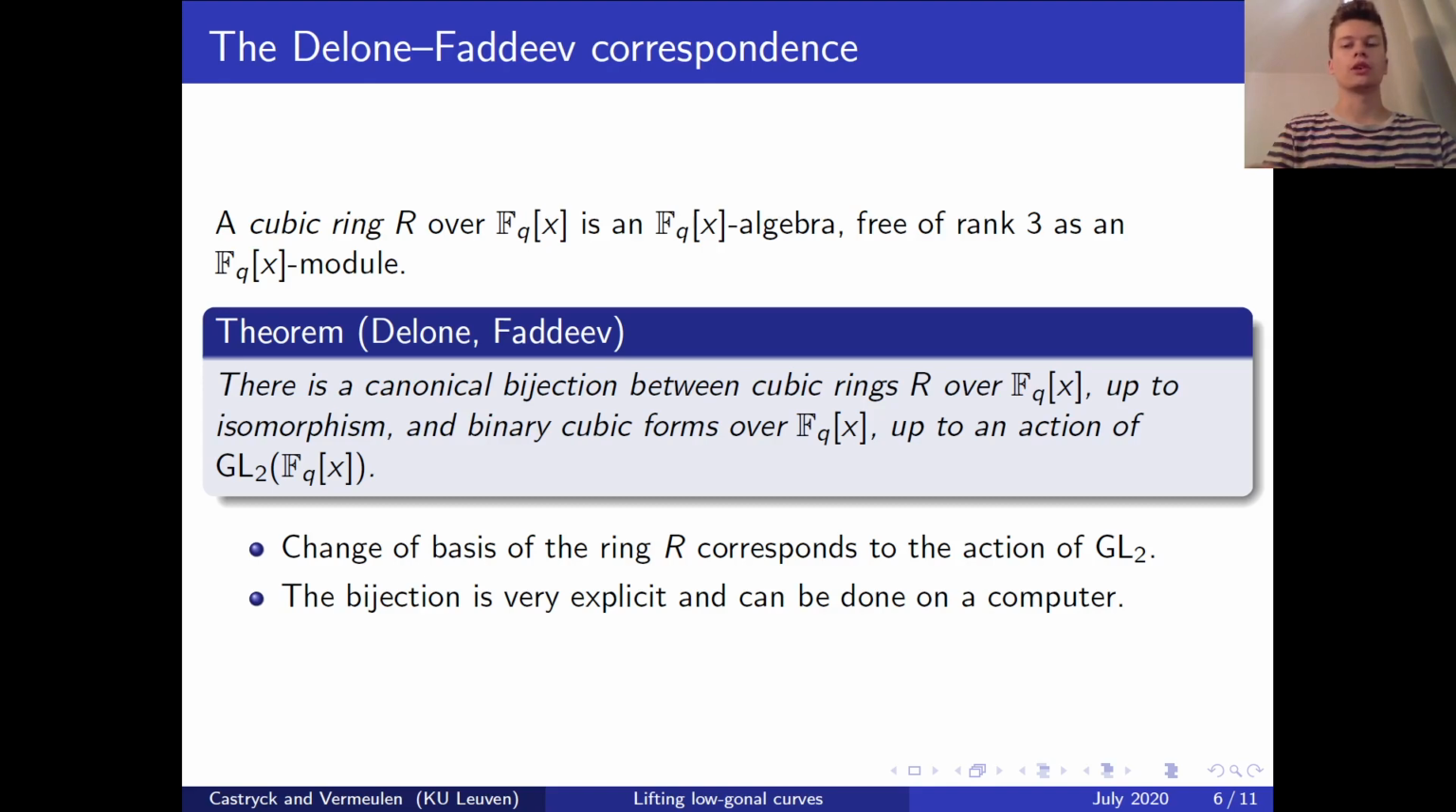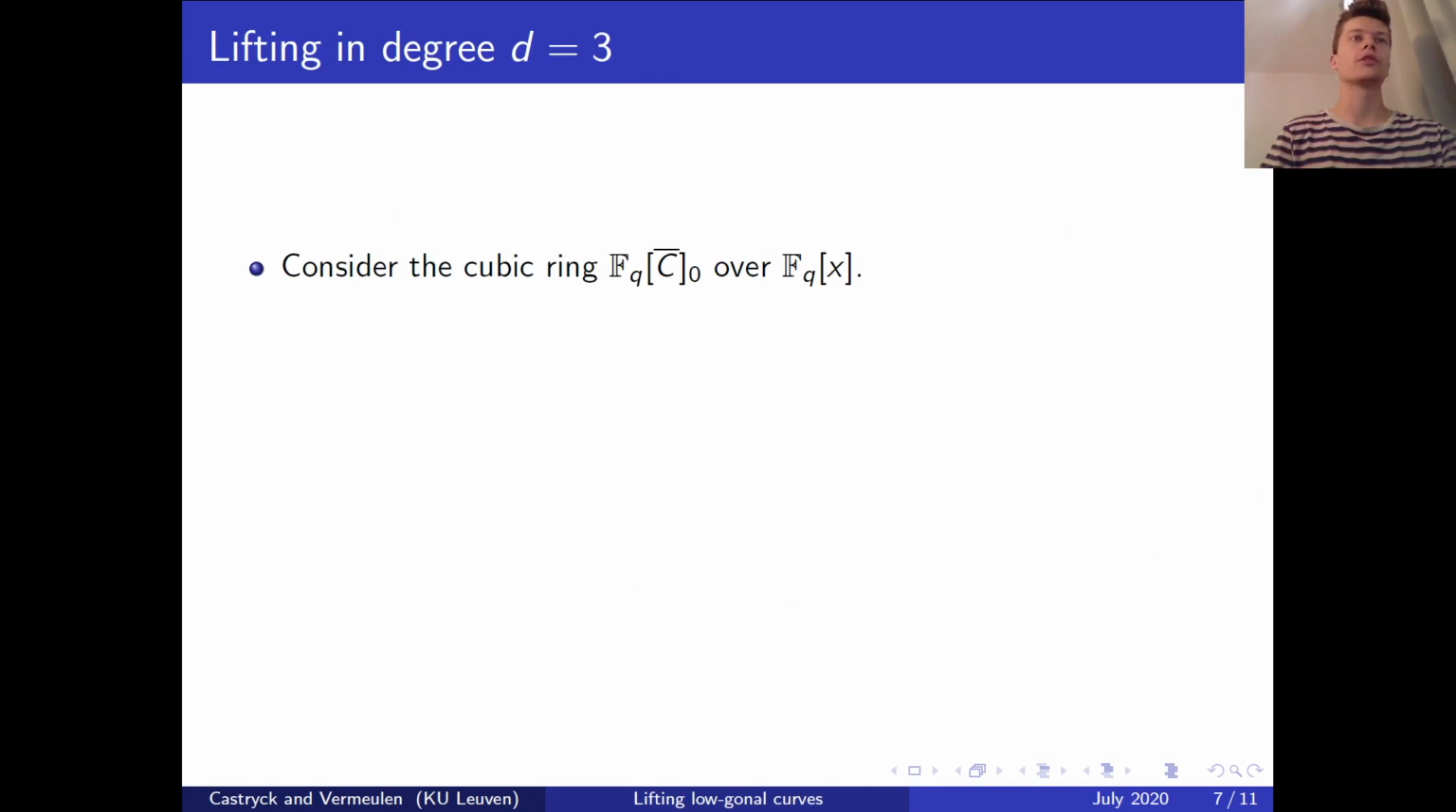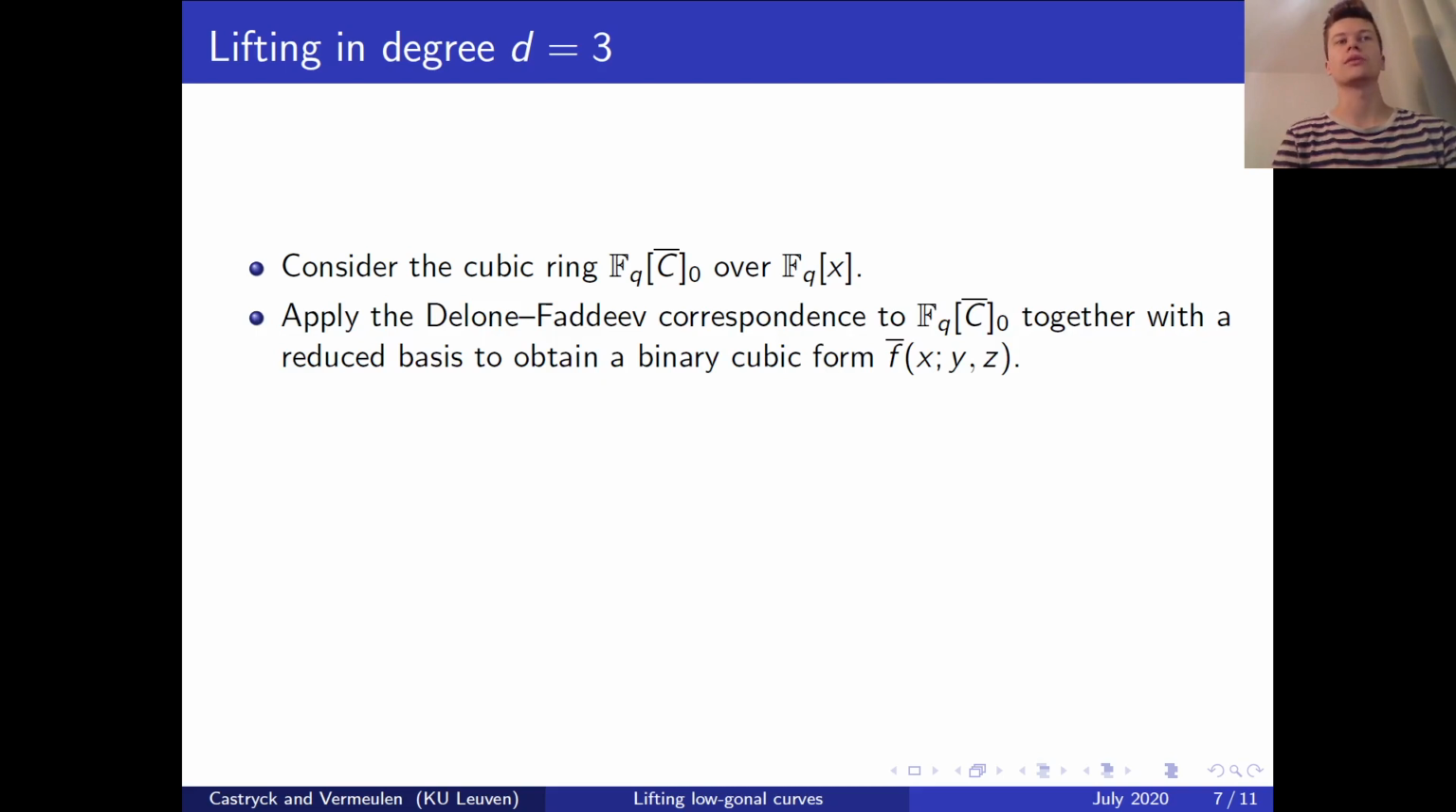So now we will apply this result for the lifting. So we start with our cubic ring FQ[C bar 0] over FQ[x]. So recall that this was the integral closure of FQ[x] inside of the function field. And we will be applying the Delone-Faddeev correspondence to this ring, but we have to pick a basis, and for this we will of course take a reduced basis, and this gives us some well-defined binary cubic form f bar in variables x, y, z.